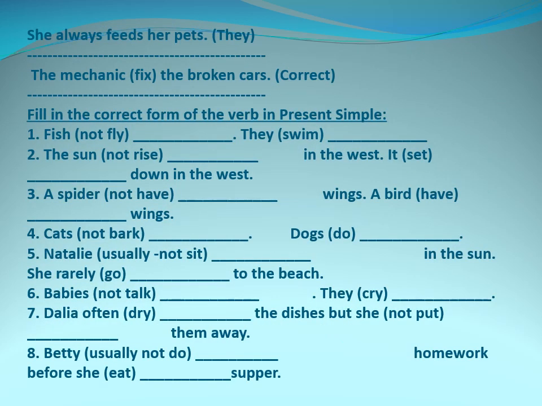Okay. She always feeds her pets. So I want to put they. If I put they, I don't put s in the verb. So I'll say they always feed their pets. Okay. The mechanic fixed the broken cars. The mechanic is only one, so I have to add es. It should be fixes. Okay.